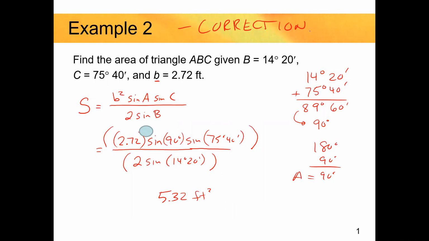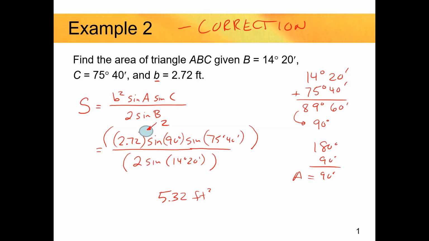that's the one where we got 5.32 feet squared. As I redid the problem, I was thinking, why did I get that the first time? Because I did it at 2 o'clock in the morning, and I did it incorrectly. I forgot to do a square right here. According to the formula, that should be b squared. When we did the problem in class, I just put down 2.72.